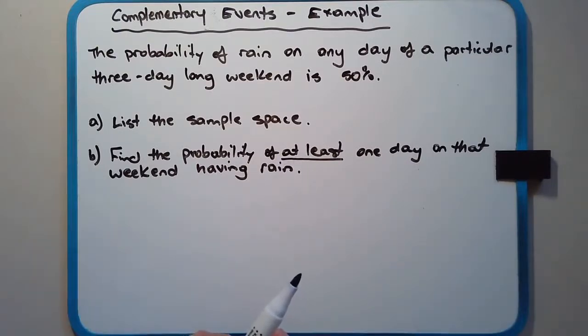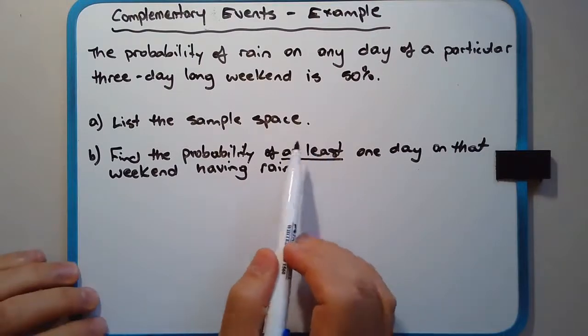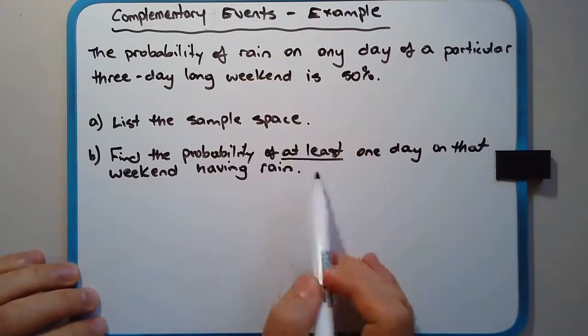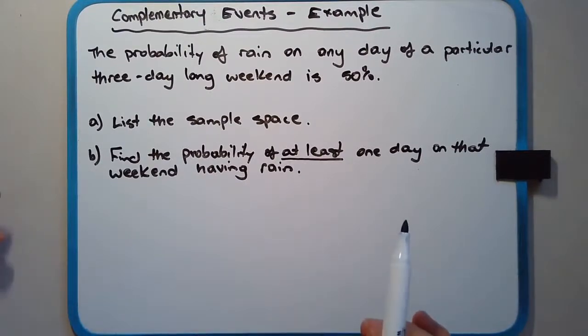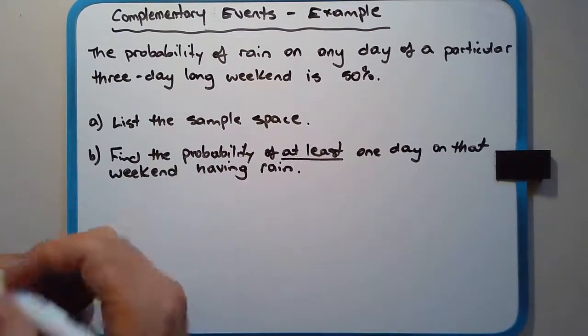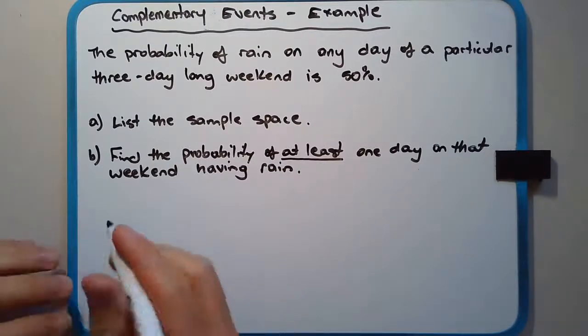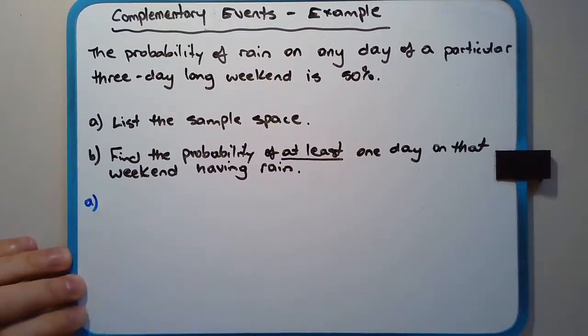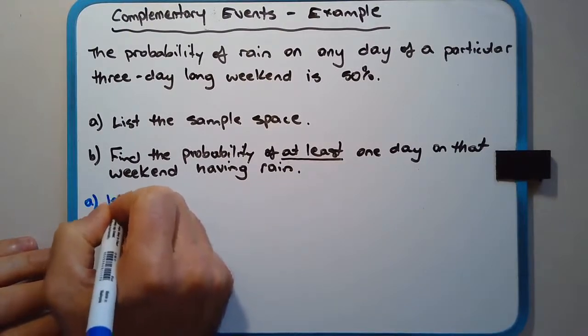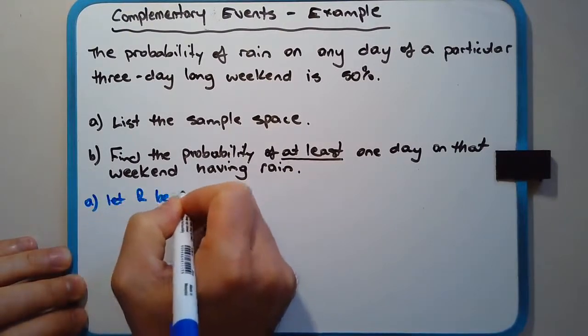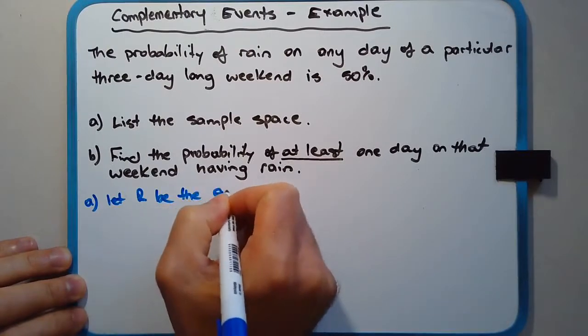The other way we can go about it is to find the complement of at least one. Okay, and the complement of at least one is none. So we'll get to that later, but it's just something for you to start thinking about now as we start to answer the question. So we're gonna let R be the event of rain.